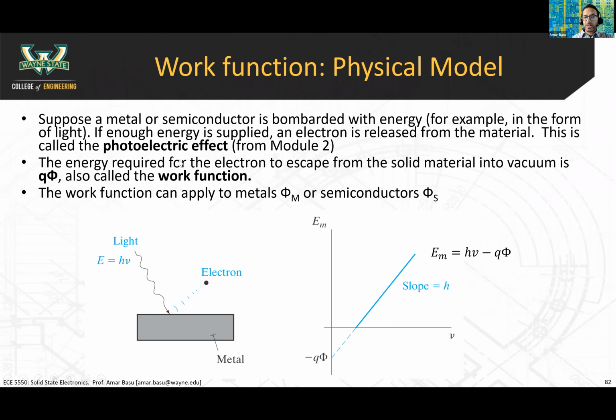Suppose a metal or semiconductor is bombarded with energy. If enough energy is supplied, an electron is released from the material, and this is called the photoelectric effect. This is what Einstein discovered, and his experiment was to take a piece of metal in vacuum and bombard it with energy. The type of energy that he used was just light. E equals hf, which is E equals hc over lambda. Depending on the wavelength of light that you use, you can determine an energy. In his experiment, he started off with low energy light.